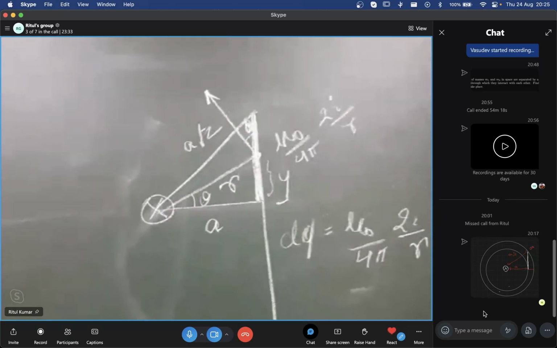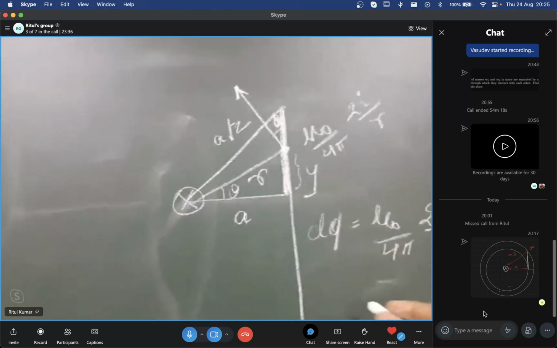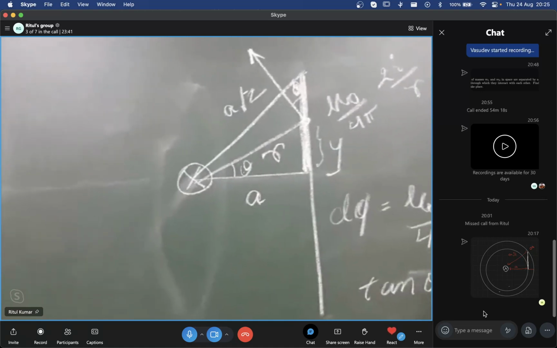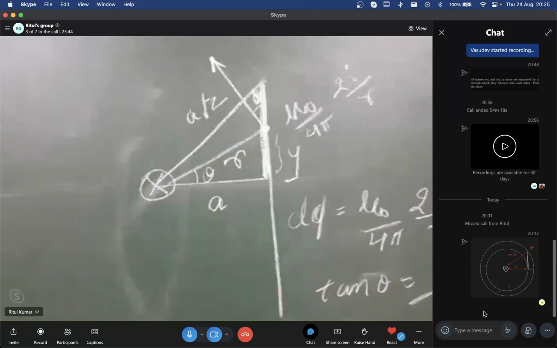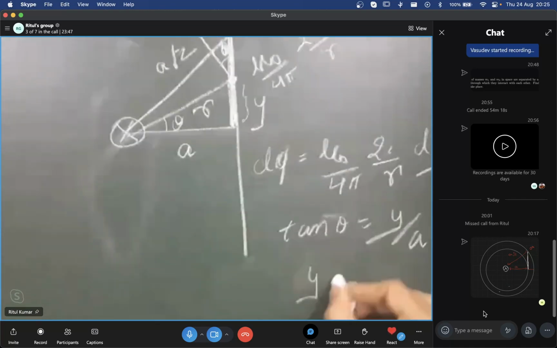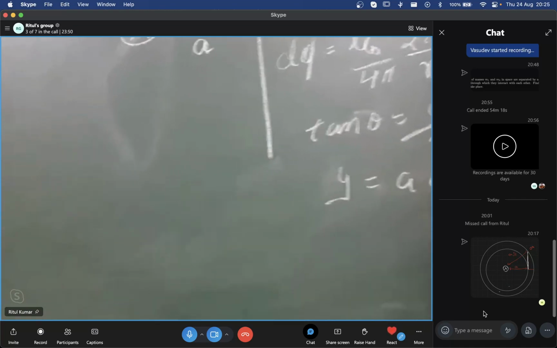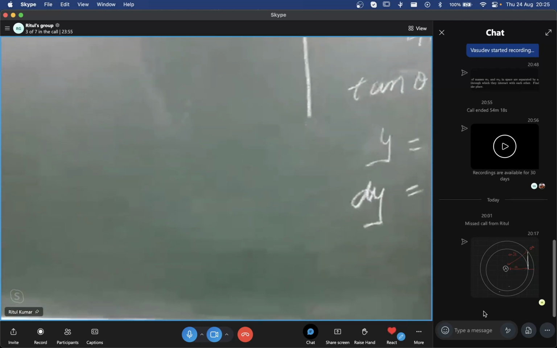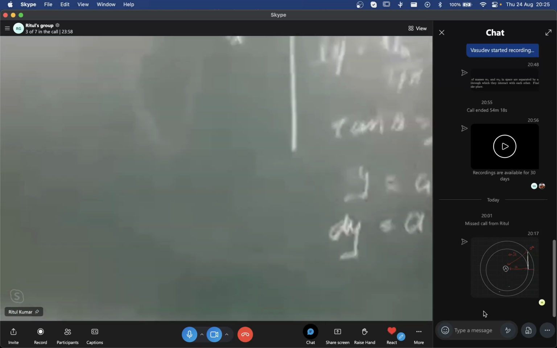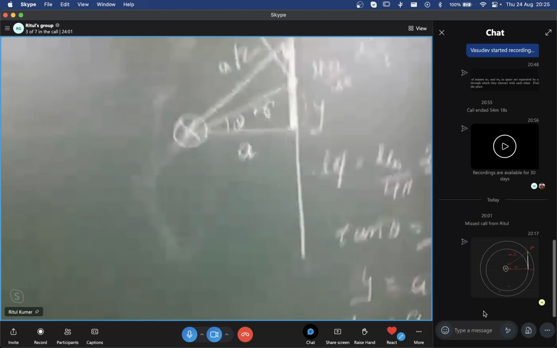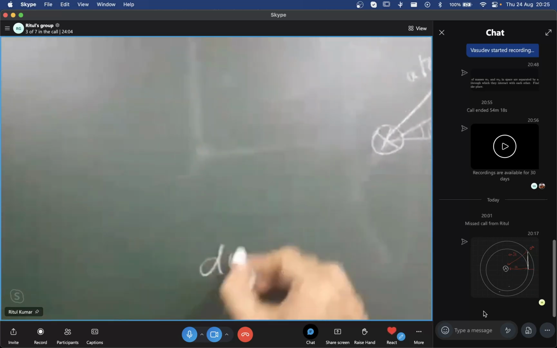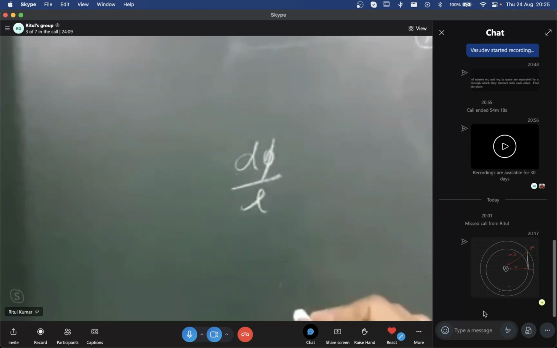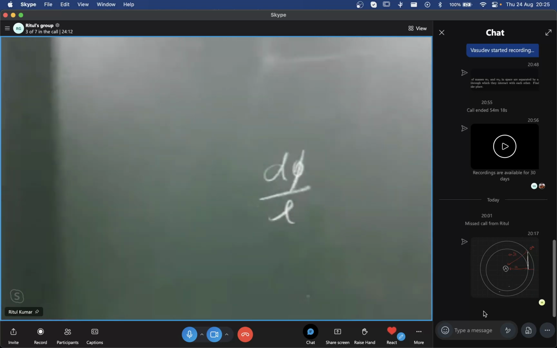I'm taking L over here, right? And as you suggested, if I write the y and tan theta relation, tan theta is equal to y by A, right? So y is equal to A tan theta, and dy will be A sec square theta d theta, right? Now we can write flux per unit length. I'm taking per unit length, because if I take area, it will be an issue.